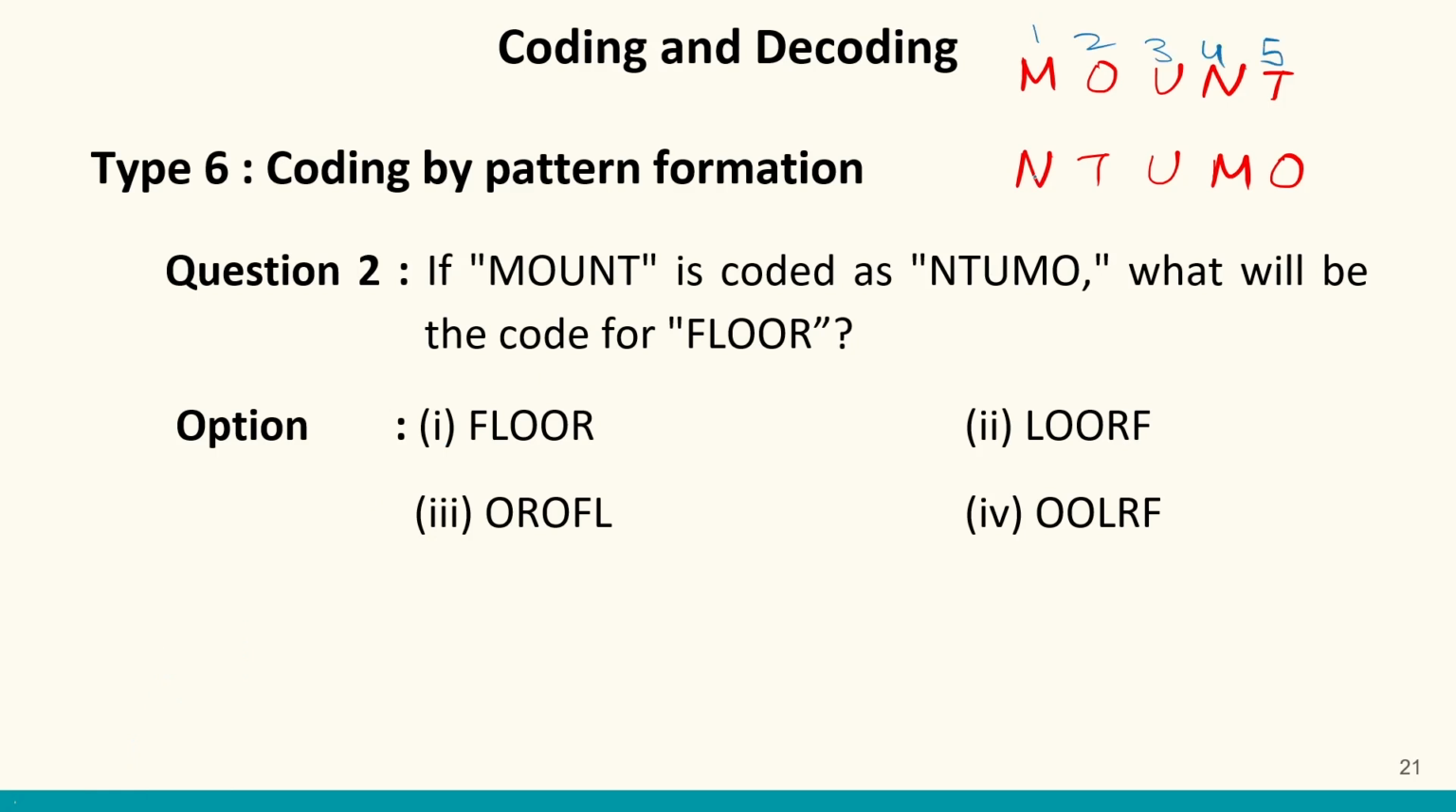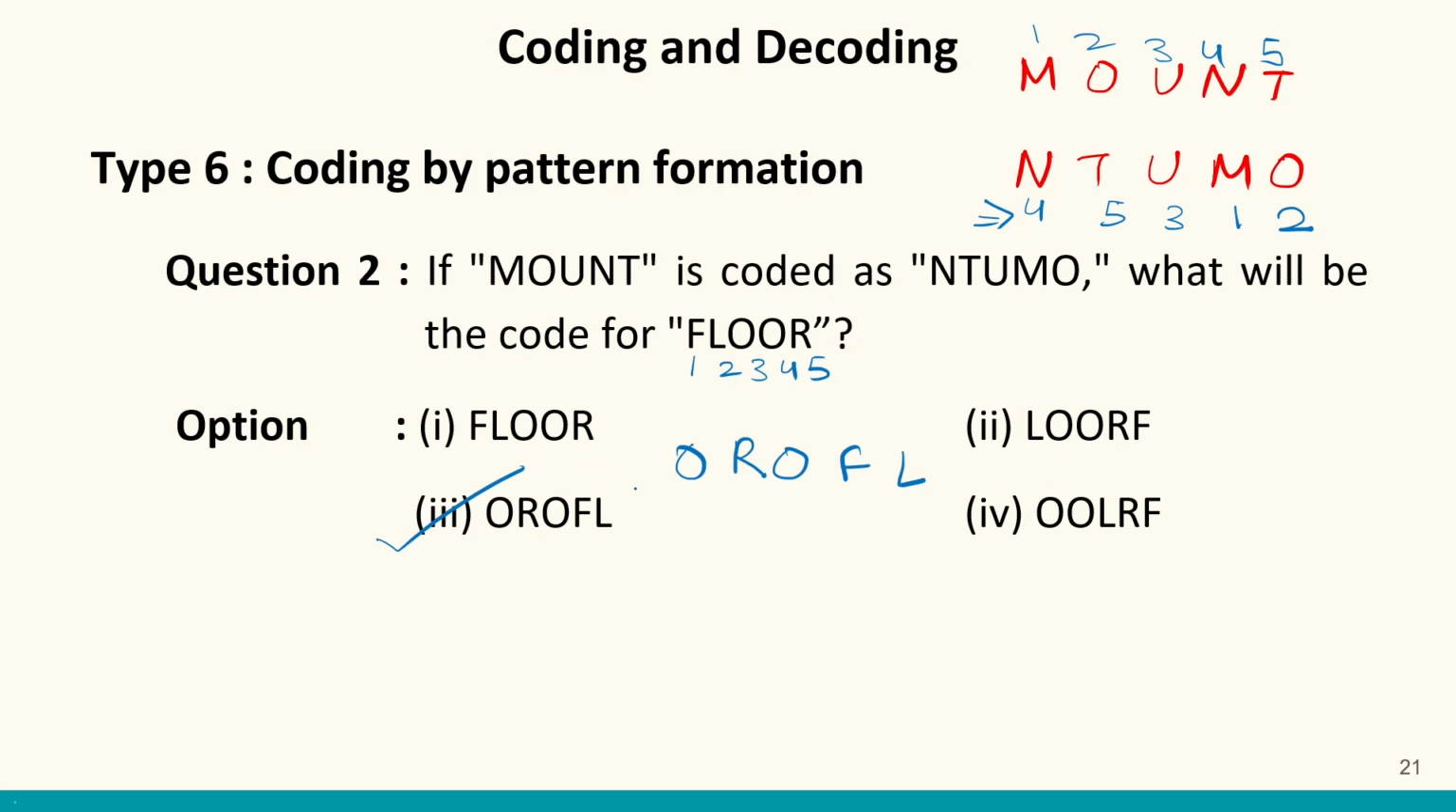Let's see, this is the number. And over here, we get something like this. So this is the code. 1, 2, 3, 4, 5 has been coded as 4, 5, 3, 1, 2. So let us do the same thing for floor. Let us give them numbers. Okay. And now let us write them in this order. So 4 first, then we'll get 5, then we'll get 3, then we'll get 1, and then we'll get 2. So our answer will be option number 3, OROFL.